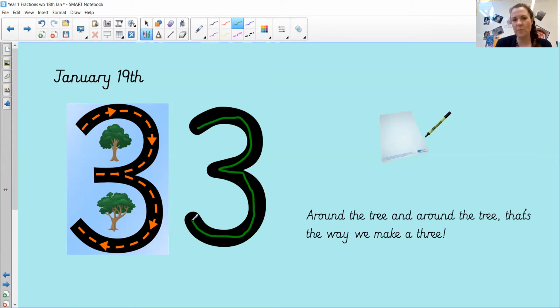Now, of course, you'll be able to draw your 3s much better than I have, because it's quite tricky to do it on the pen here on the laptop. So have a couple of minutes now doing a whole line of 3s, remembering around the tree, that's the way we make a 3.